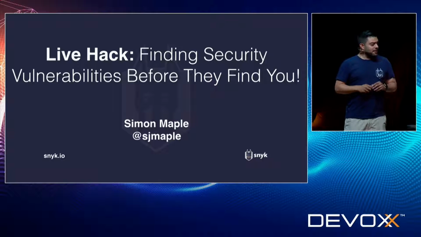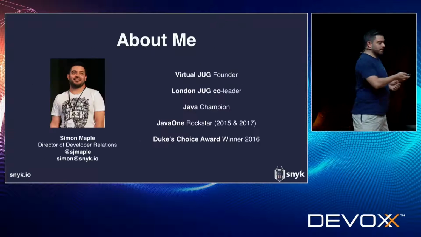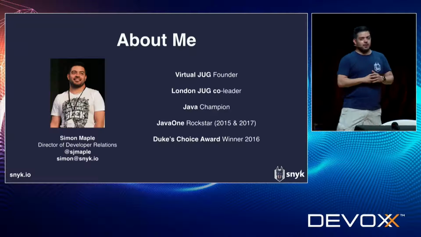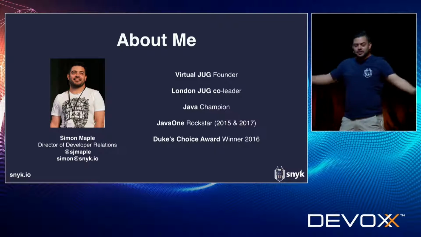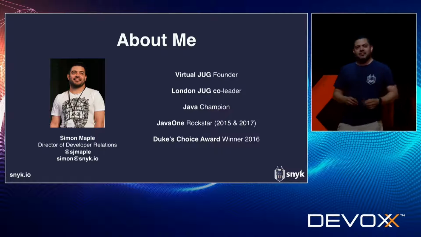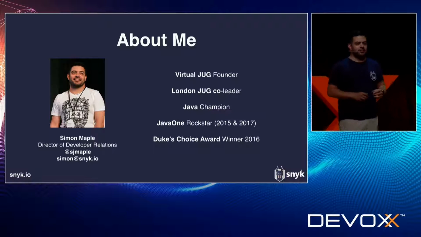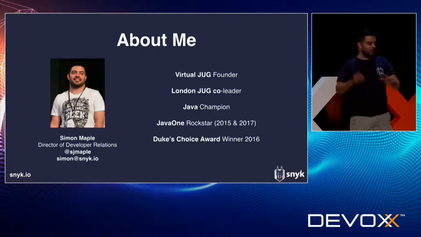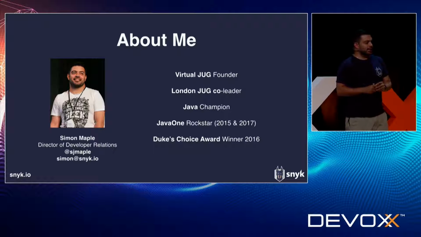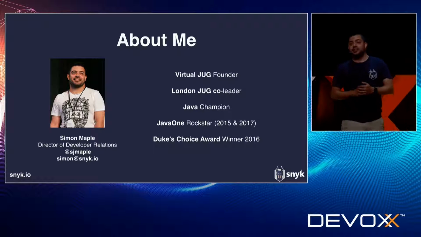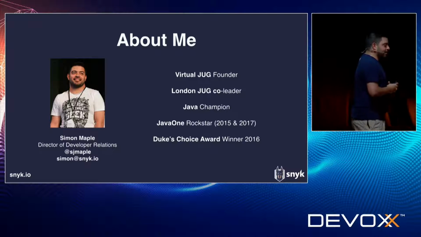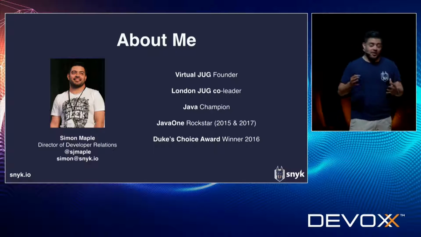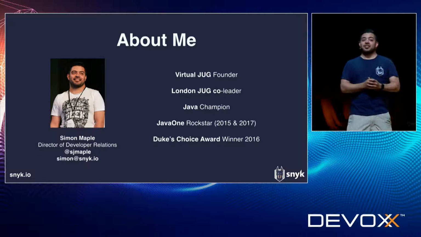A little bit about myself before we get started. Who's heard of the Virtual JUG? Virtual Java User Group is a completely online Java user group that I founded maybe 4 or 5 years ago. It's still running strong. Oleg Shalayev, who's here as well, does a huge amount for the Virtual JUG. I also co-run the London Java User Group, so I'm very strong into my community. I've been a Java Champion for around 5 years or so, and I'm a developer advocate at Snyk.